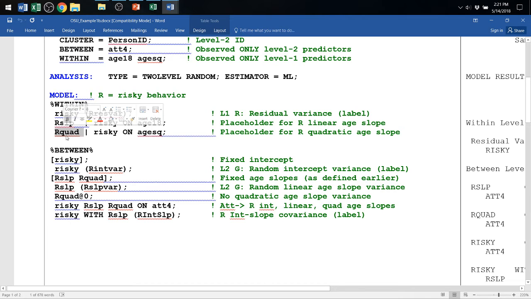R quad is a name that I've given that represents beta 2. It is defined as the regression of, and it always goes y on x. So it is age predicting risky or age squared predicting risky. So that regression effect is named r slope or r quad. You can name it whatever you like, so long as you stay within 8 characters. Because M+ is state-of-the-art when it comes to everything except data syntax.